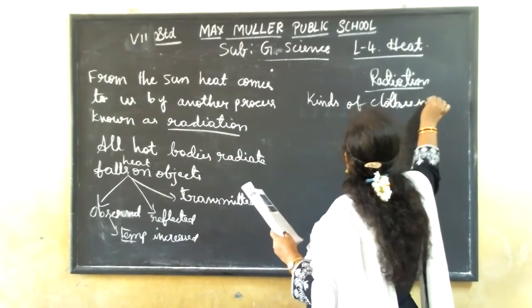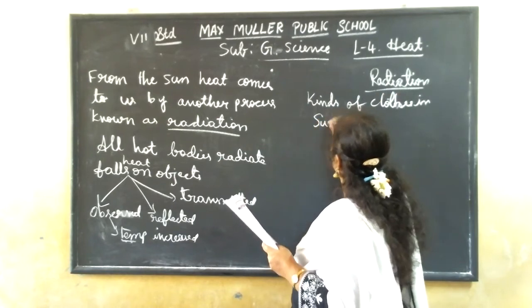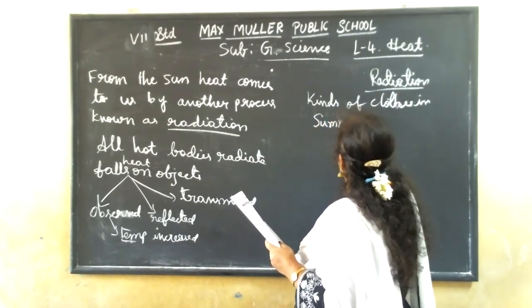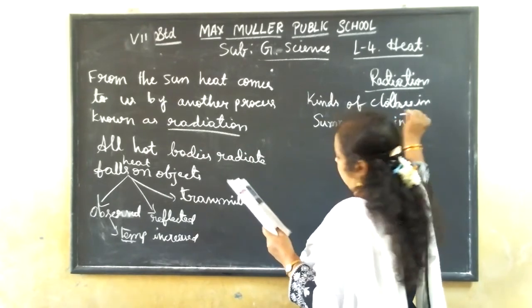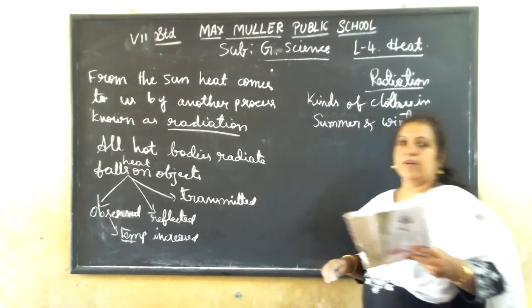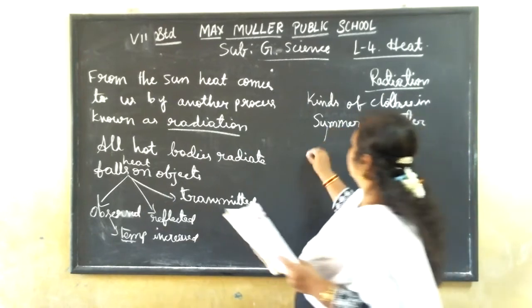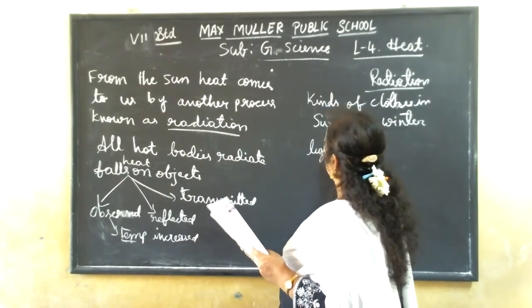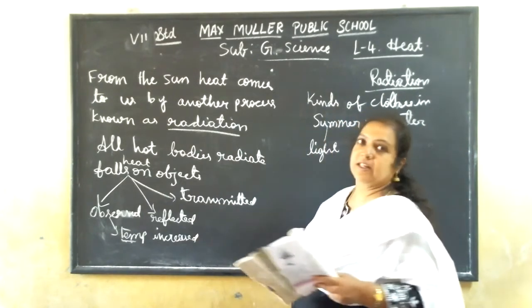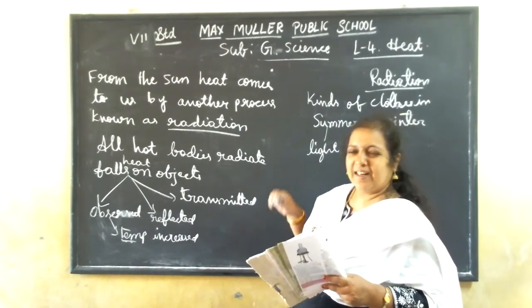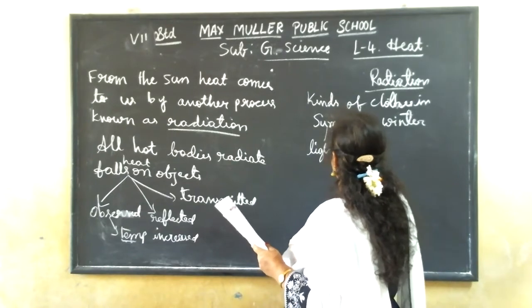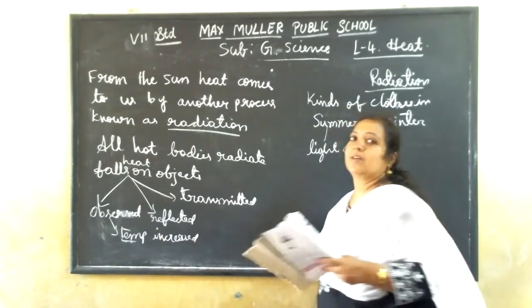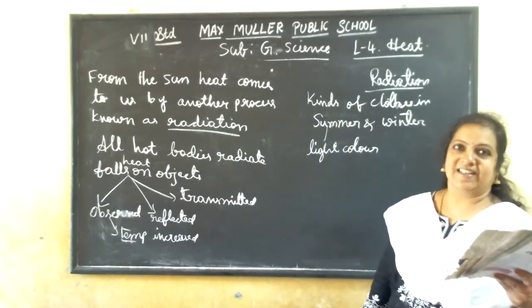Clothes in summer and winter. You know already? In summer, we prefer to use light colored clothes. Light means white color, pink color, little light colored clothes only we will wear. Why? Because it will absorb less amount of heat.